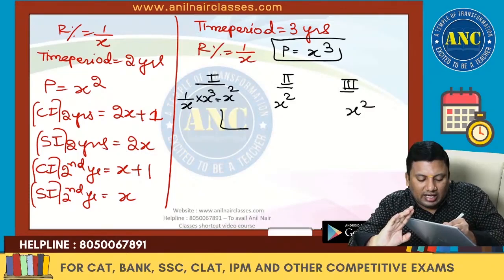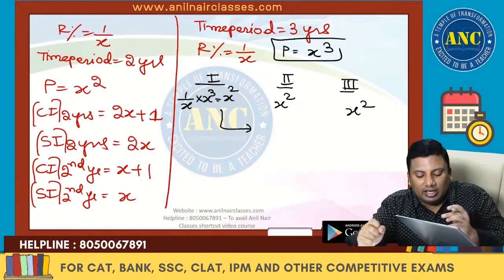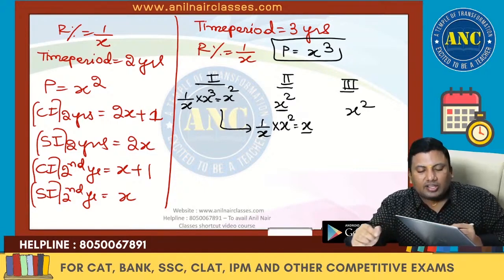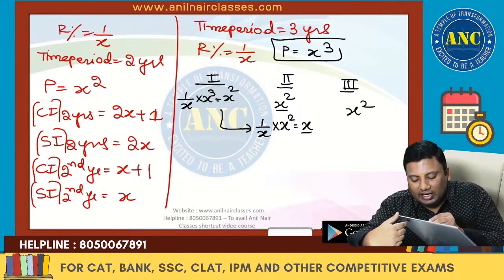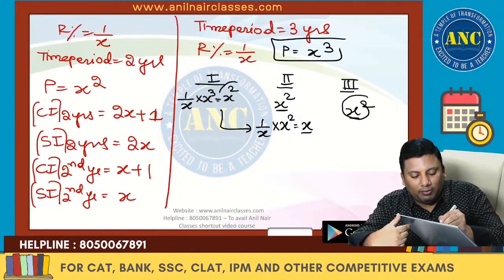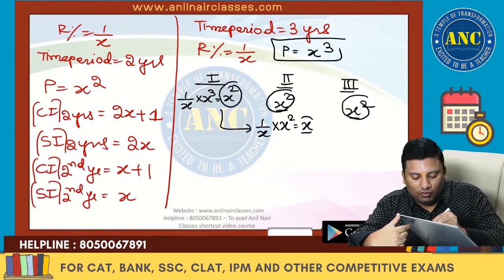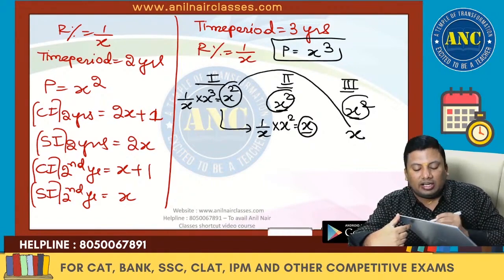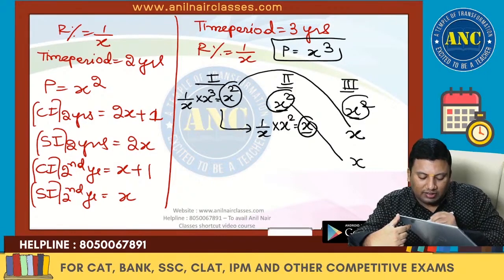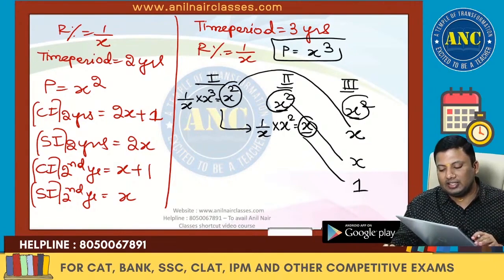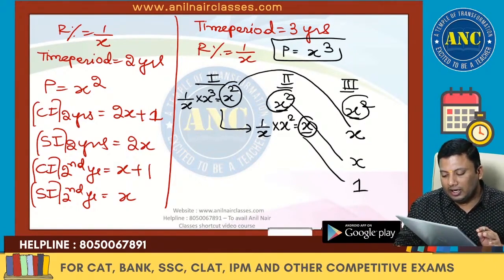In the case of the second year, CI is nothing but SI plus interest on interest. So it is 1 by x of x square, which is x. Third year it is nothing but SI plus interest on interest. How many more values are there? 1, 2, 3. 1 by x of x square is x. This is interest on interest for this, and interest on interest for this. Interest on interest is 1 by x of x, which is 1. I hope it is clear.